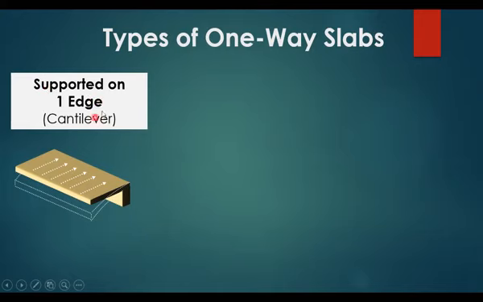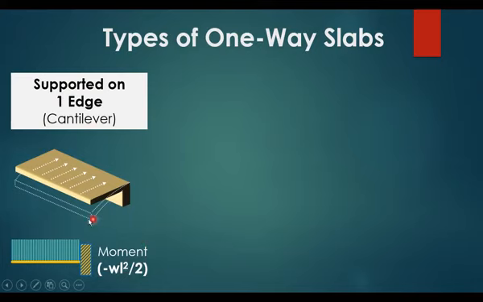It can be supported on one edge, and this will be the case of a cantilever. It is a special case of one-way slab because loads are going only to one direction and it is supported on one beam. However, in this case, you should be careful when you calculate for the moment because this is a special case, this is a cantilever.